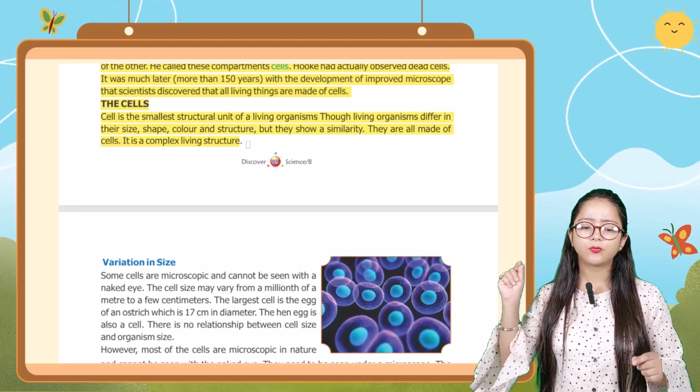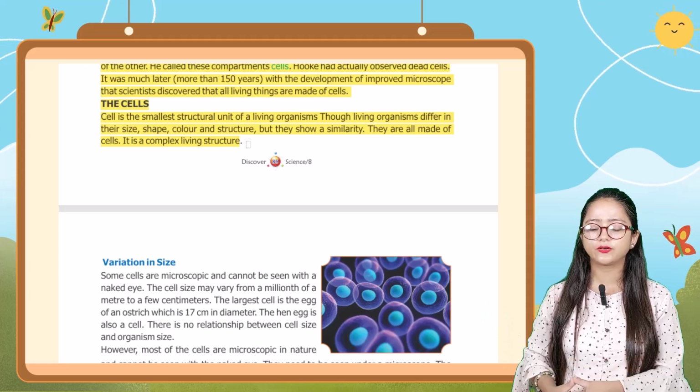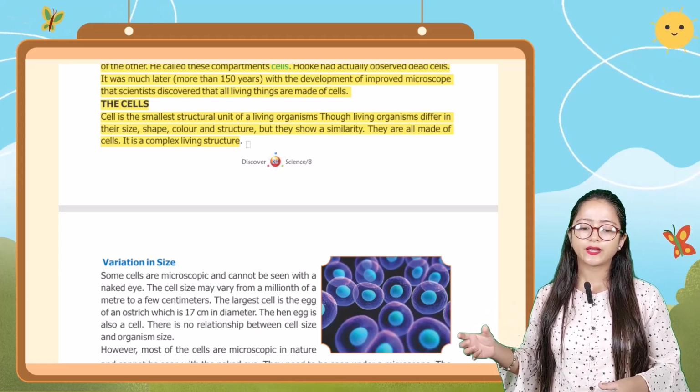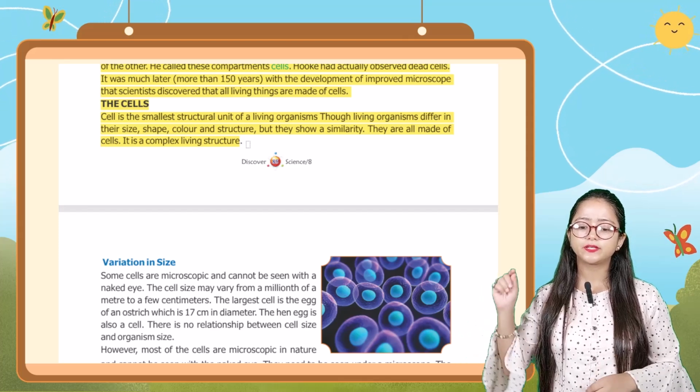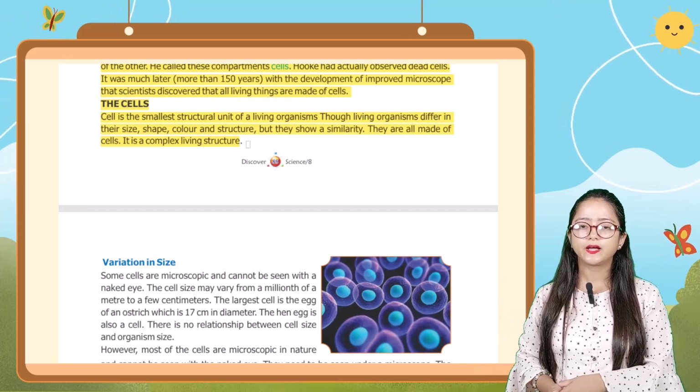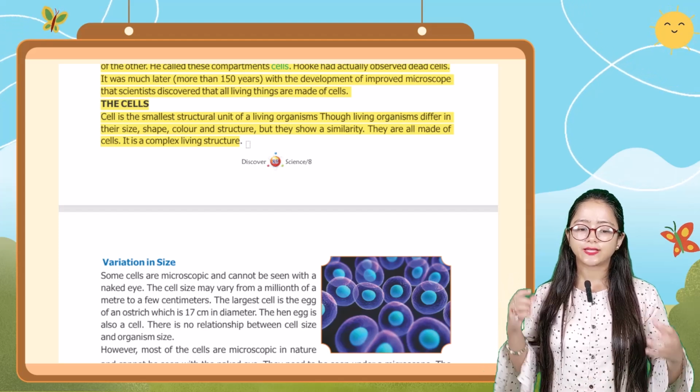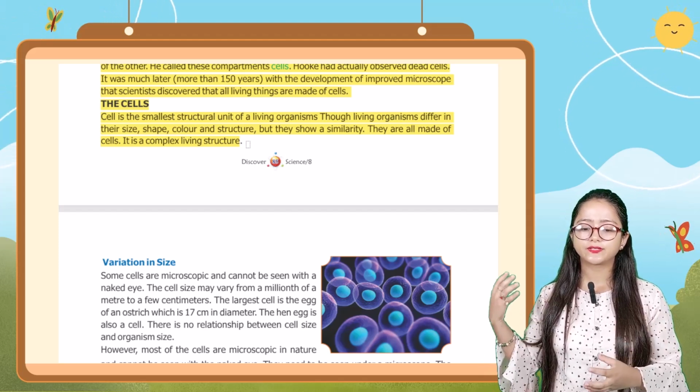Cell is the smallest structural unit of a living organism. Though living organisms differ in their size, shape, color, and structure, they show a similarity: they are all made of cells. It is a complex living structure.